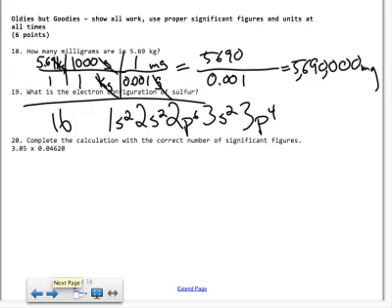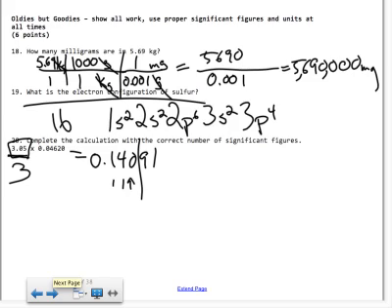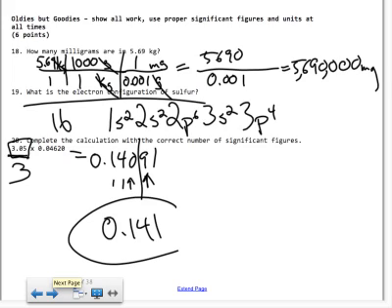Last one. Complete the calculation to the correct number of significant figures. Well, 3.05 times 0.04620 comes out to 0.14091. That's the answer you get in your calculator. But 3.05 only has 3 digits, which means your answer can only have 3 digits. So we're going to find the first one, second one, third one. I'm going to round off at the 3rd digit. The next number is 9, so I'm going to have to round up. So 0.141 has 3 significant figures. That's your answer.